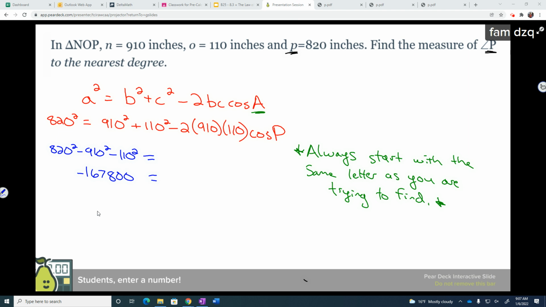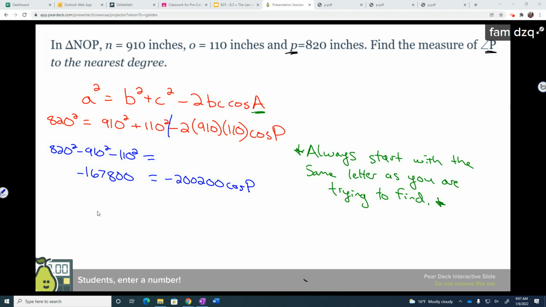If I was doing this on my own, that's probably what I would do. Just do this one squared minus this squared minus that squared, all in one line, and calculate like that. Then what we're left with is this part over here. So let's go ahead and do negative 2 times 910 times 110. And we get negative 200,200 cosine of big P. And notice they're both negative again.